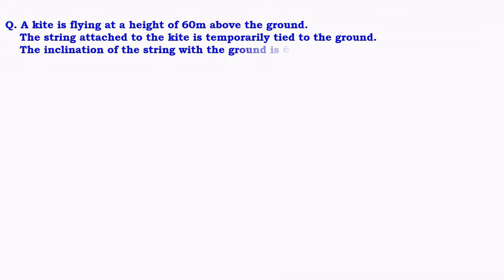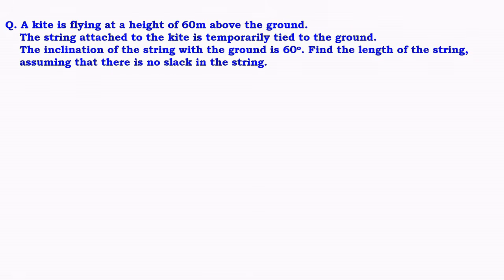Let's first read the question carefully. A kite is flying at a height of 60 meters above the ground. The string attached to the kite is temporarily tied to the ground. The inclination of the string with the ground is 60 degrees. Find the length of the string, assuming that there is no slack in the string.